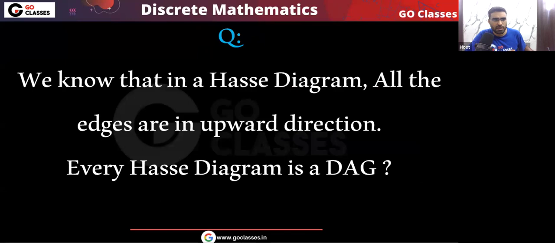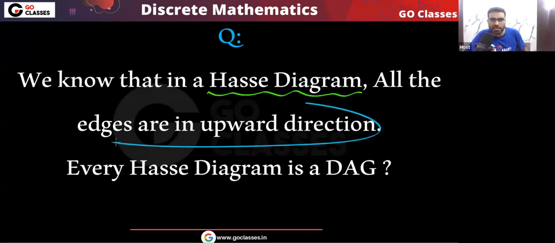Very simple. Now, tell me the answer for this question. We already know that in the Hasse diagram, do we ever show the self loop? No. In the Hasse diagram, we don't show the self loop. And all the edges are in the upward direction, that you know. So can I say every Hasse diagram is a directed acyclic graph?